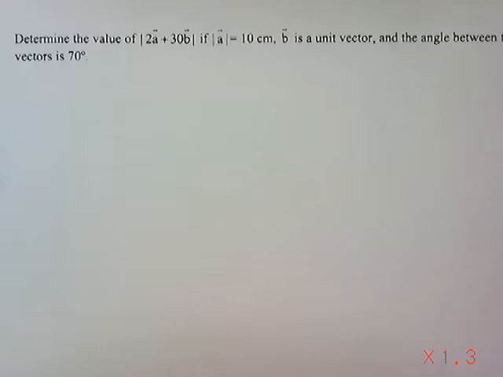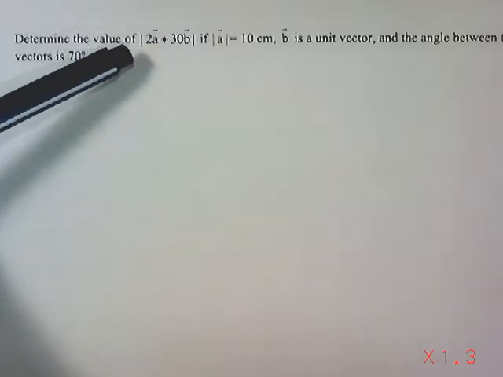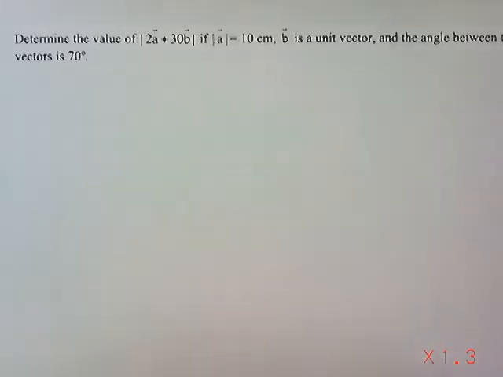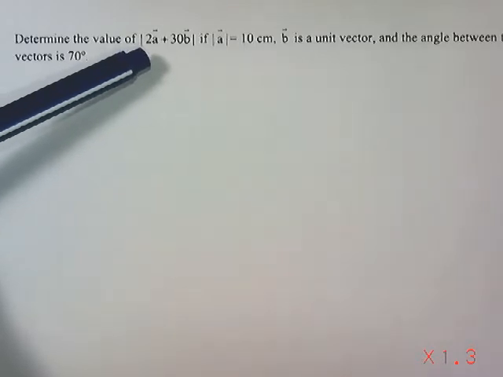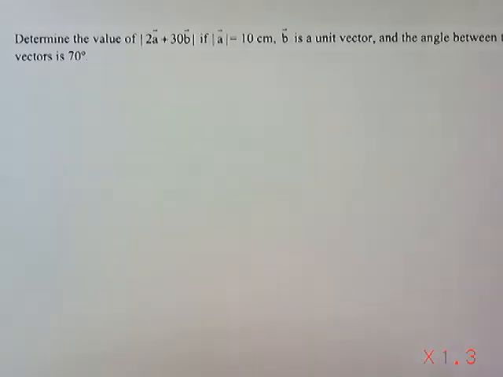Hopefully this is the last part of our lesson on properties of vectors. Our question here says determine the value of the magnitude, that's what those lines mean, the magnitude of 2a plus 30b if the magnitude of a is 10 centimeters, b is a unit vector, and the angle between the two vectors is 70 degrees. So we are interested in adding together not just a and b, but 2a plus 30b.